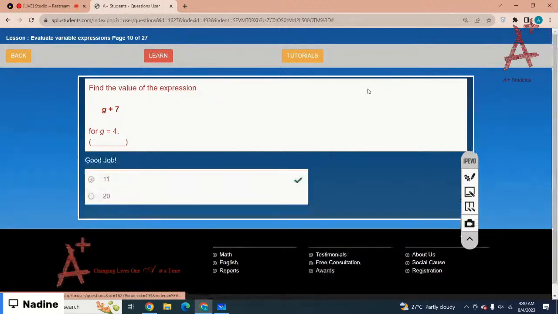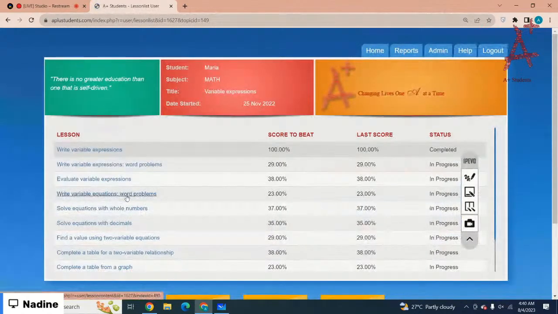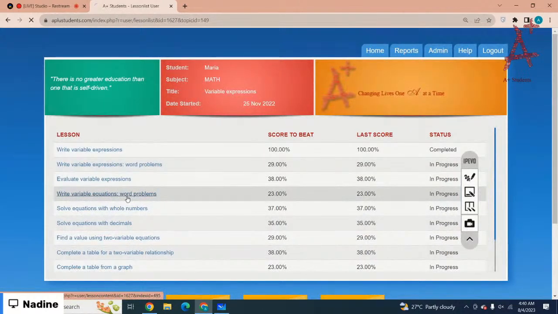Okay, you can complete the lesson by yourself later today. Let me just move on to the next lesson. And the next lesson is write variable equations, word problems.